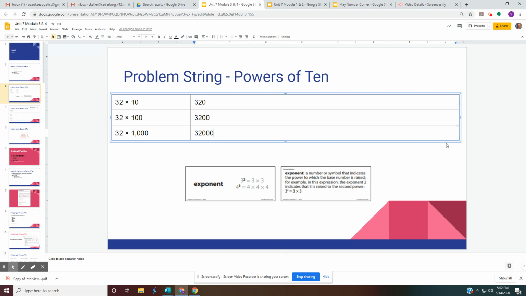Now, before we go on, I want you to understand what an exponent is. Exponents are those little numbers that are above my numbers here on the bottom. It's a number or symbol that indicates the power to which the base number, here 4, here 3, is raised. For example, in this expression here, the exponent is 2. We're raising 3 to the second power, and we're multiplying 3 times 3. Here, 4 cubed, which is 4 times 4 times 4.